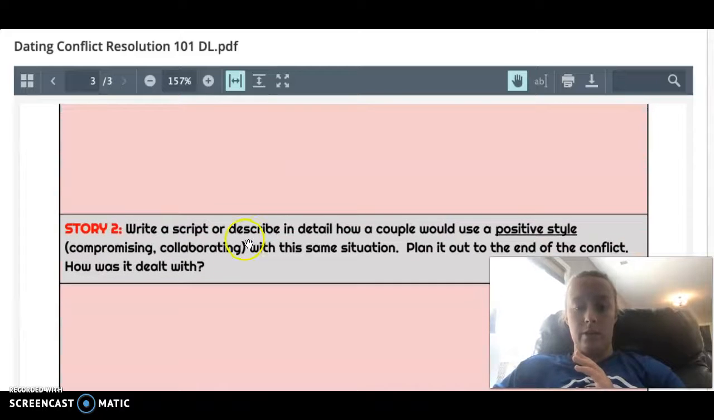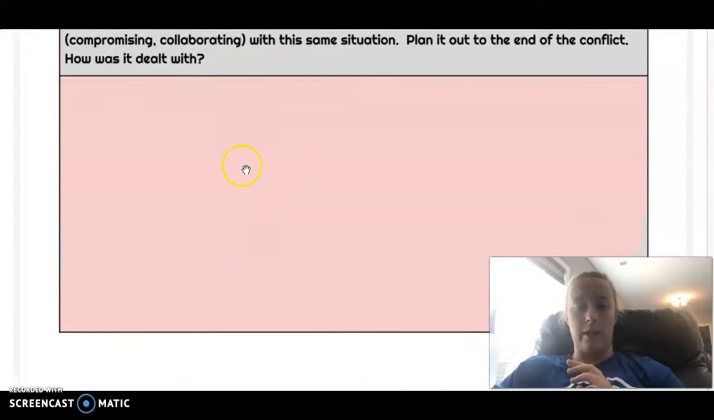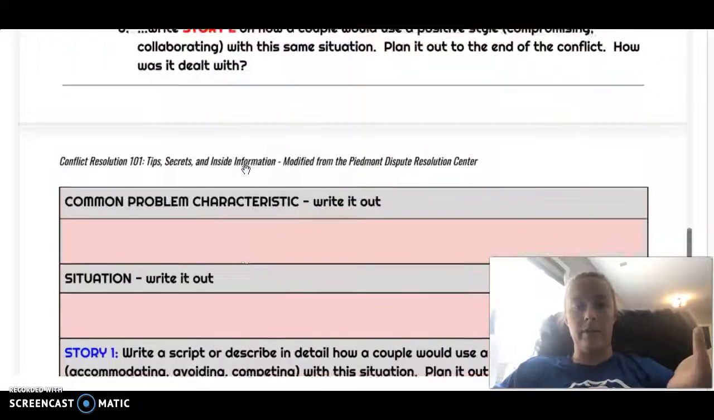Just make sure you're answering all the questions and filling in the boxes very completely, and you should be good to go.